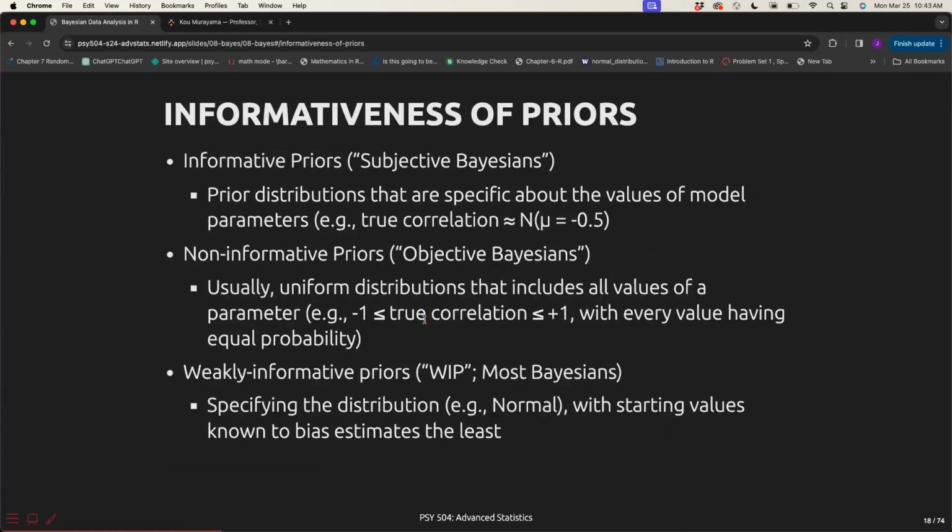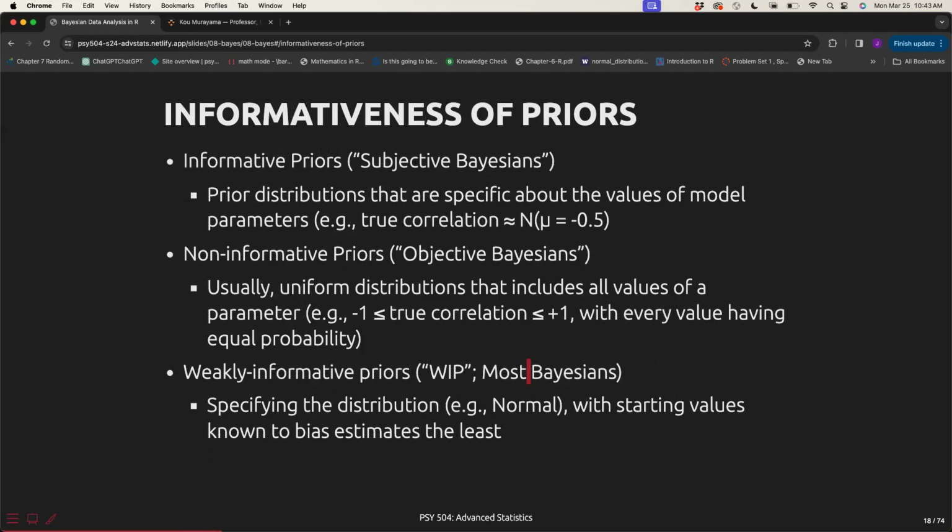So for example, I might say that the true correlation is between -1 and +1, which is pretty wide, and any of those values could be the correct value. And then most Bayesians fall under this weakly informative prior, and these priors are constructed to not bias the estimate, or bias the estimate the least.